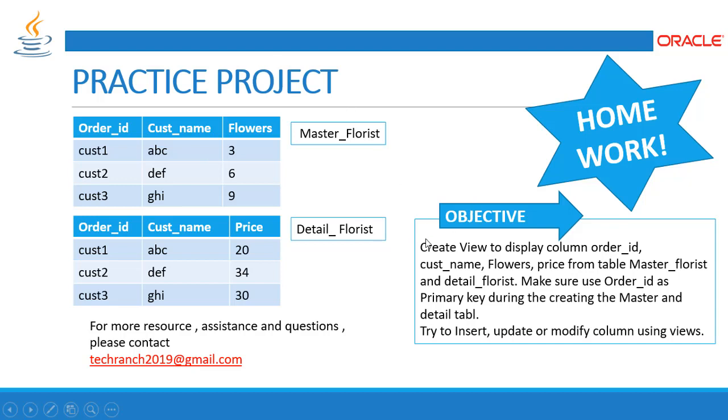Now what you have to do is create a view to display columns order ID, customer name, flowers and price from tables master florist and detail florist. Make sure you use order ID as a primary key when creating the master and detail tables, and try to insert, update or modify columns using views and see how it goes.